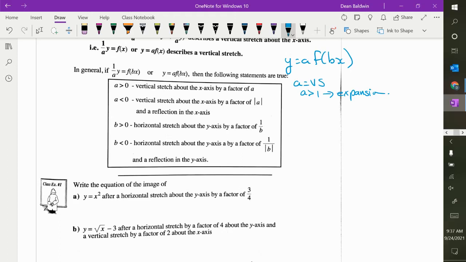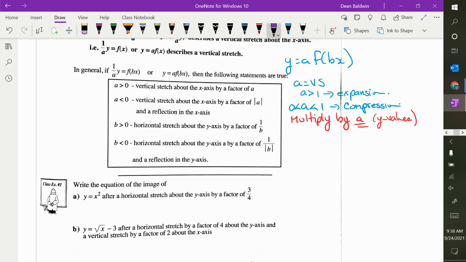Greater than 1, you get an expansion. If A is between 1 and 0, it is a compression, so the graph shrinks. And the key thing with A is you multiply. Whatever A is, that's what you multiply your Y values by. Multiply your Y values by A.